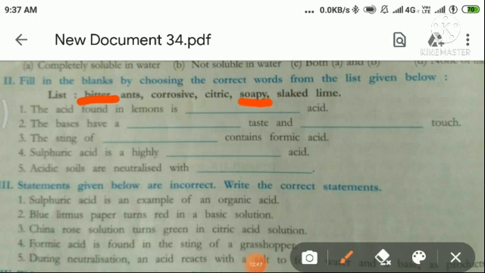Okay, the question number 3, the sting of what contains formic acid? So we all know the sting of ants. Okay, ants contain formic acid.